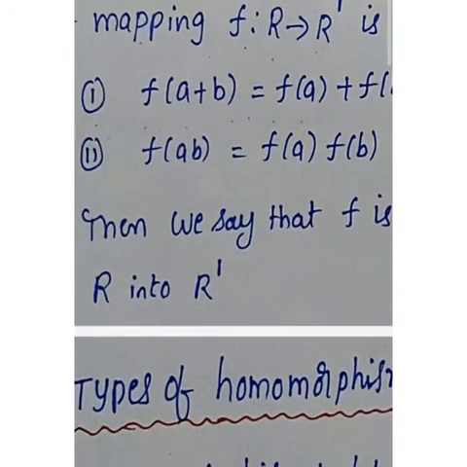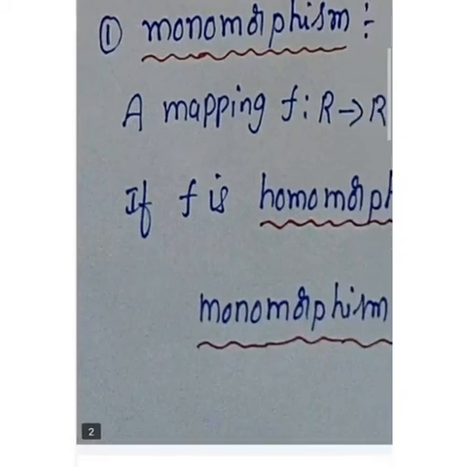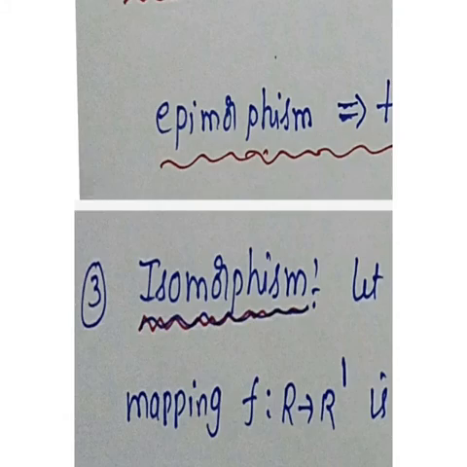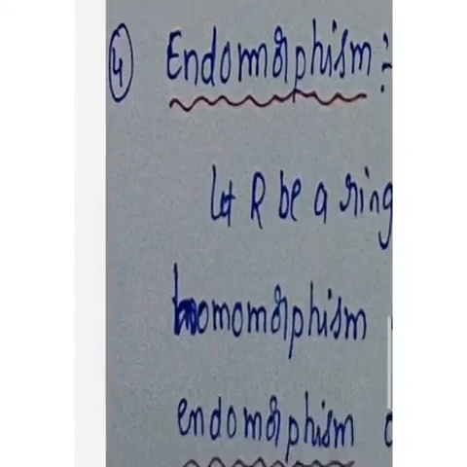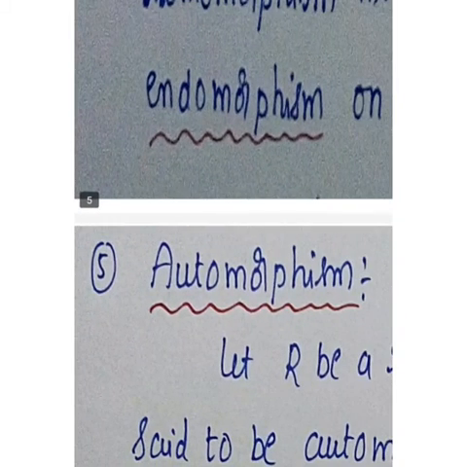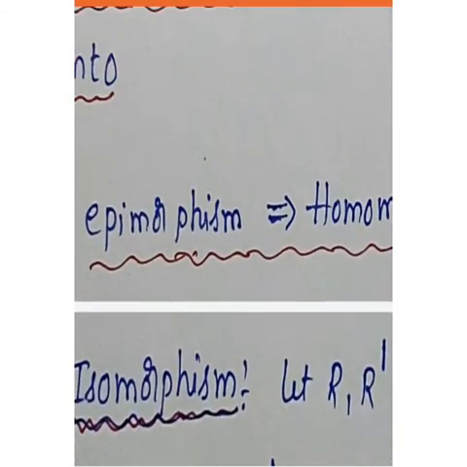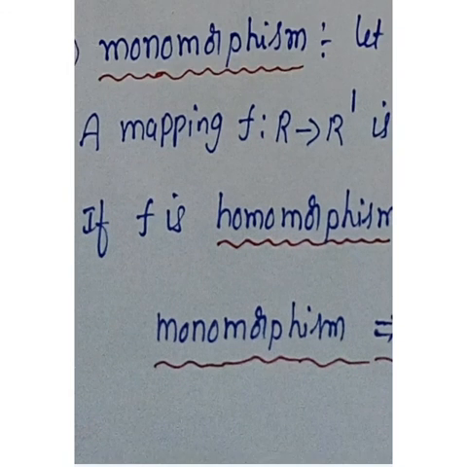Types of homomorphism. One is monomorphism, two is epimorphism, three is isomorphism, four is endomorphism, and the fifth one is automorphism. So these are the types of the homomorphism. The first one is monomorphism.